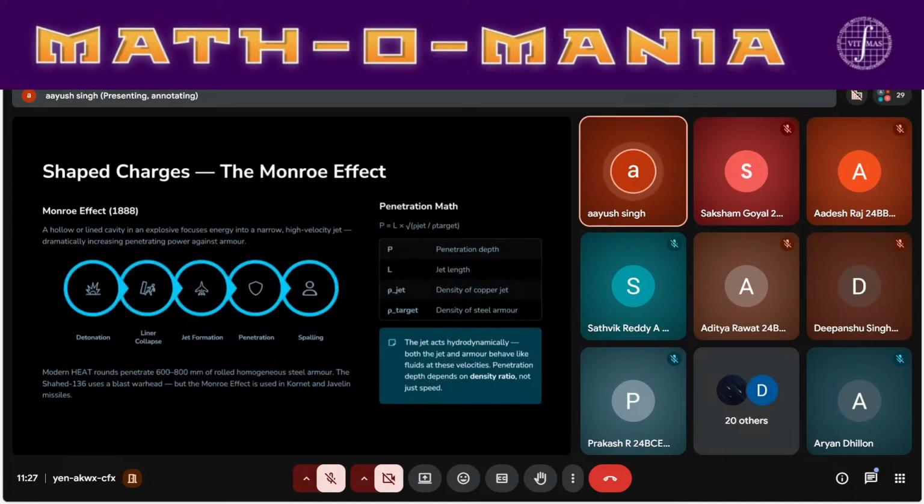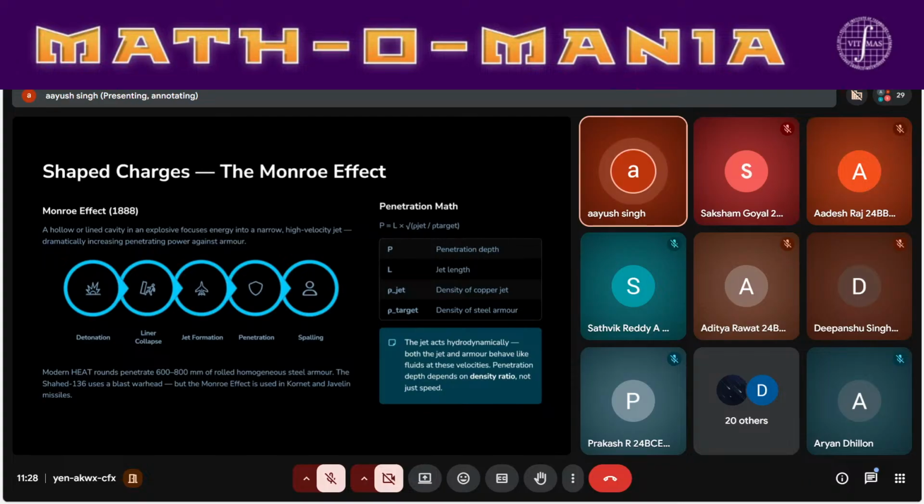Now let us move to shape charges. The shape charges was first inspired by the Monroe effect, which was discovered in 1888. A hollow or lined cavity in an explosive focuses energy into a narrow, high velocity jet, which dramatically increases the penetrating power against the armor. Here, the copper inside the hollow lined cavity becomes liquefied and then it penetrates the steel armor.